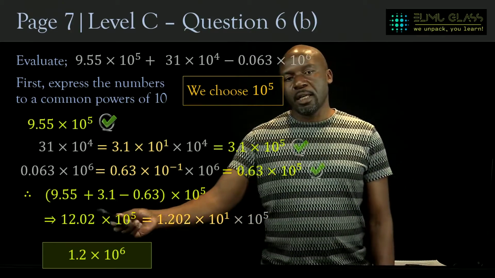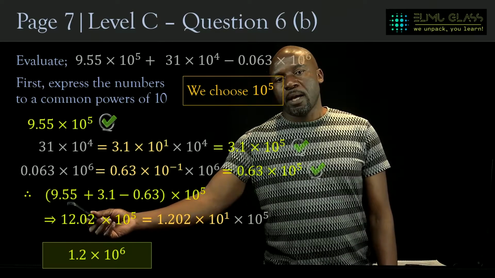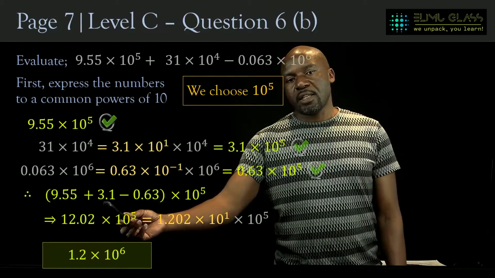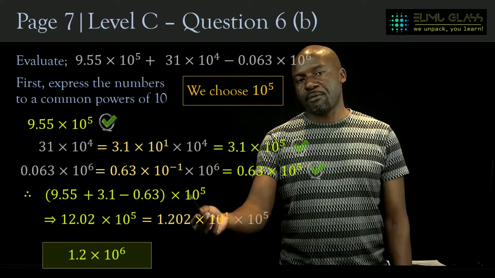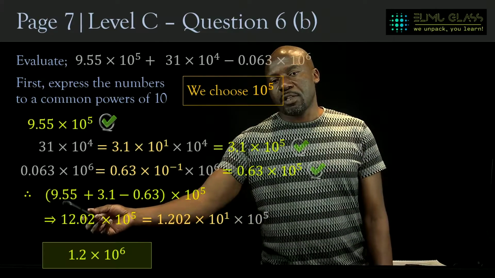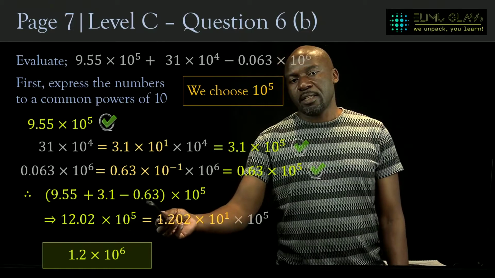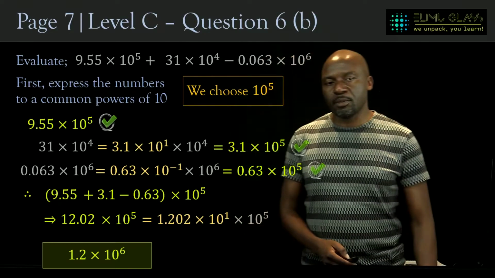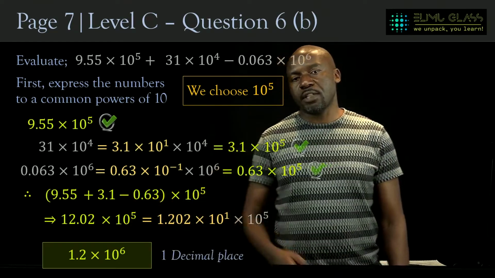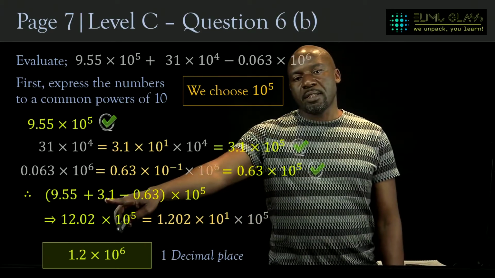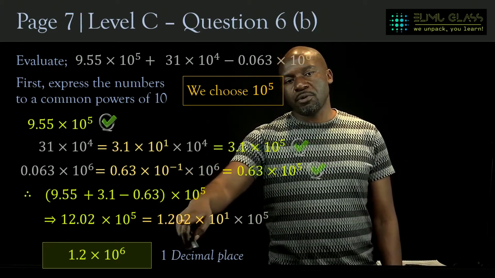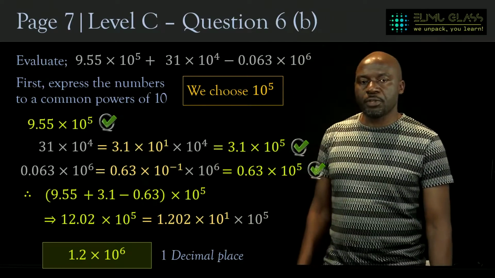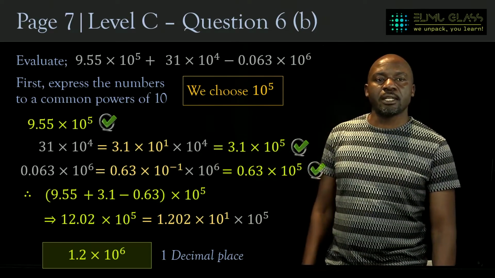Now I'm looking here, and this one is to 2 decimal places. This one is to 1 decimal place. Remember, all of them are power 5. So this is 2 decimal places, this is 1 decimal place, this is 2 decimal places. Because we are adding and subtracting, we should be considering decimal places, and we take the least number of decimal places. So we have to reduce our 1.202 to just 1 decimal place, and that gives us 1.2 times 10 to the power of 6. And that is the answer to this question.